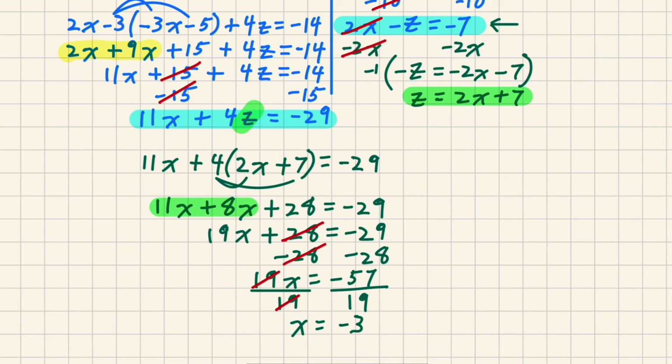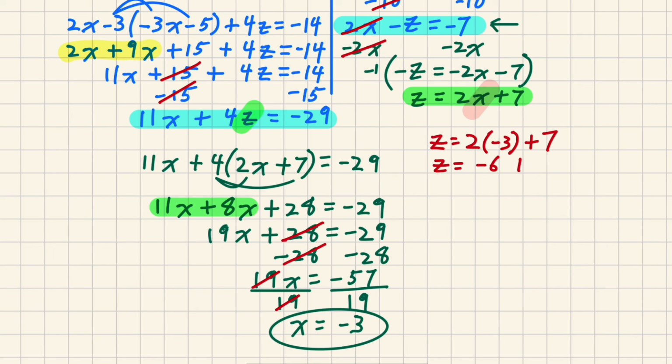And while we had to do a lot of algebra to get to this spot, we now know the value of one of the variables, and we can start to use that to find the other variables. So for example, substituting that x in here will give me z. I know that z equals 2 times x, and we now know x is -3, plus 7. So z equals -6 plus 7, or just 1.